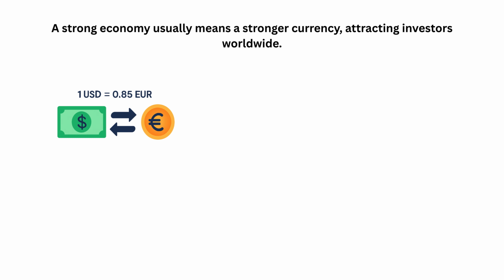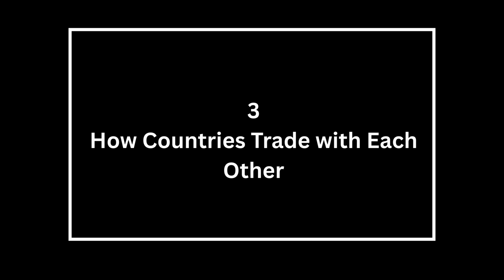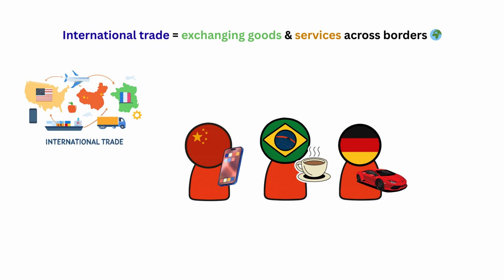Exchange rates are influenced by factors such as interest rates, inflation, and economic performance. A country with a strong economy often has a stronger currency because people want to invest there. Section 3. How countries trade with each other. International trade refers to the exchange of goods and services across national borders. It's the reason why you can buy products like smartphones from China, coffee from Brazil, or cars from Germany.